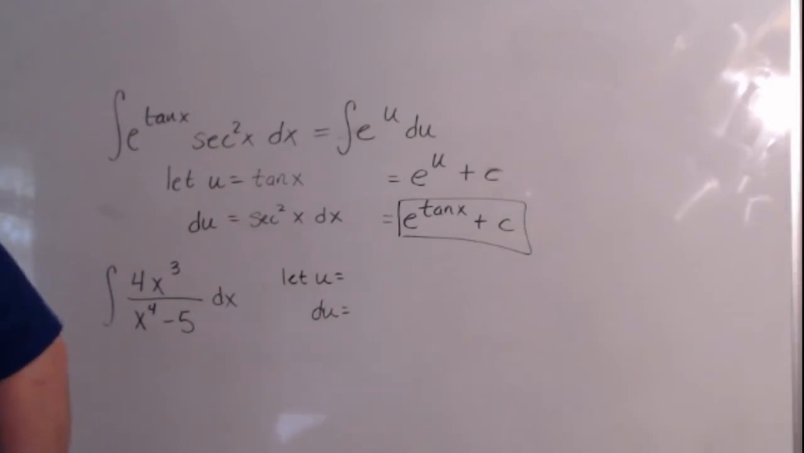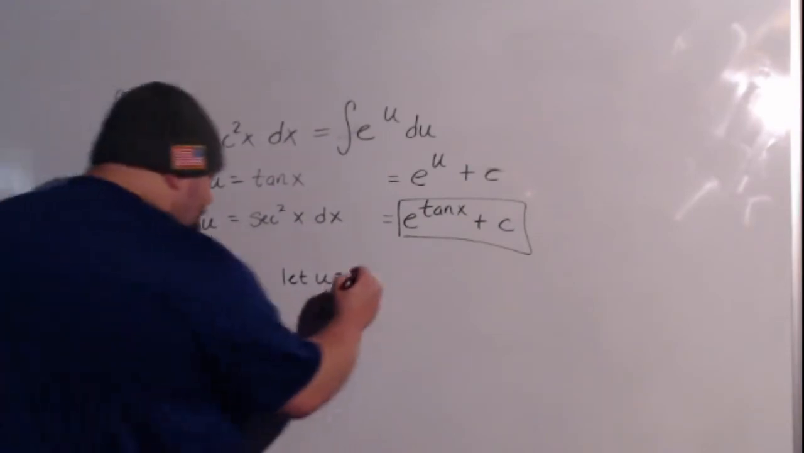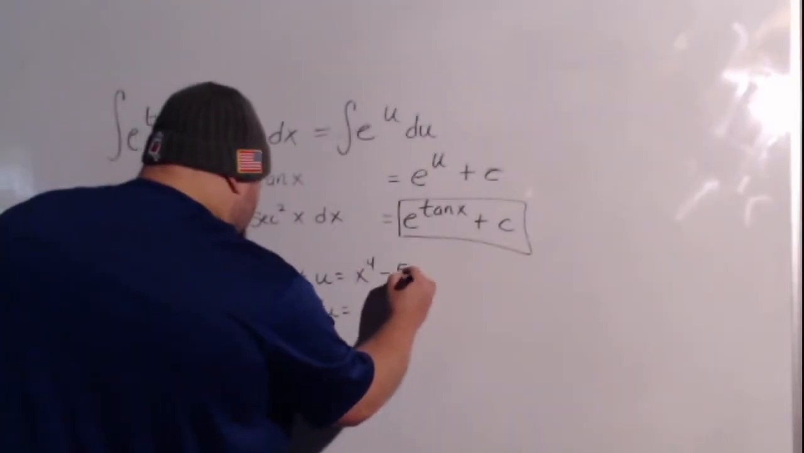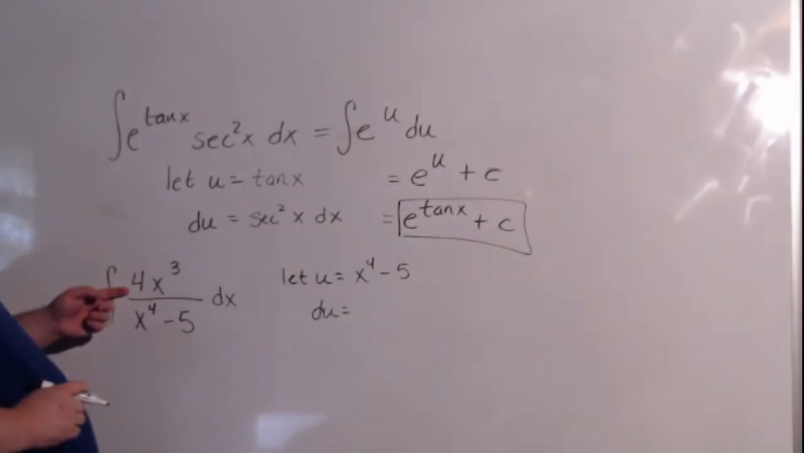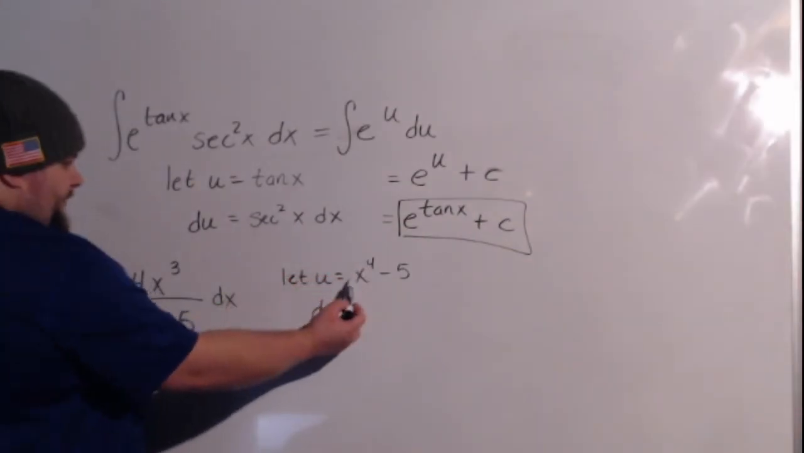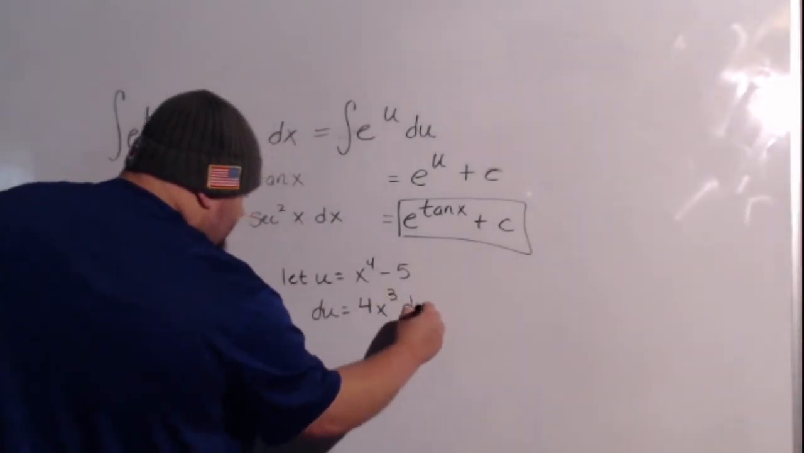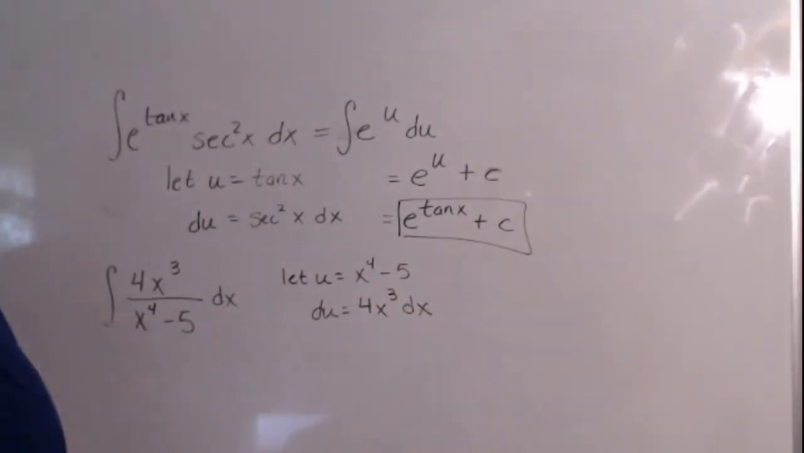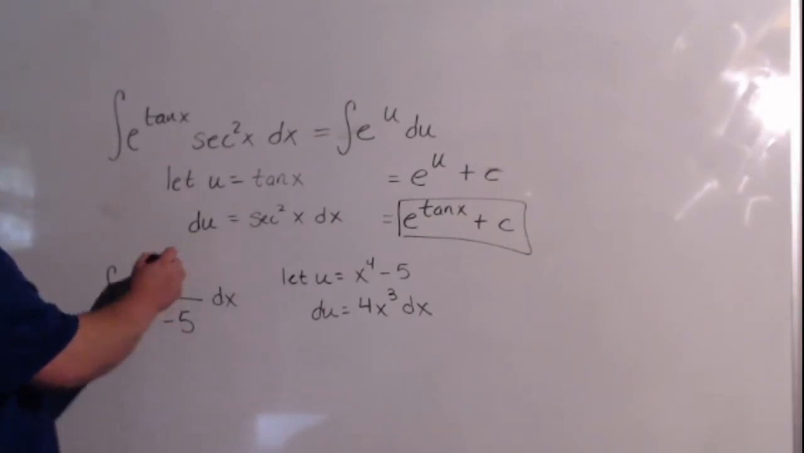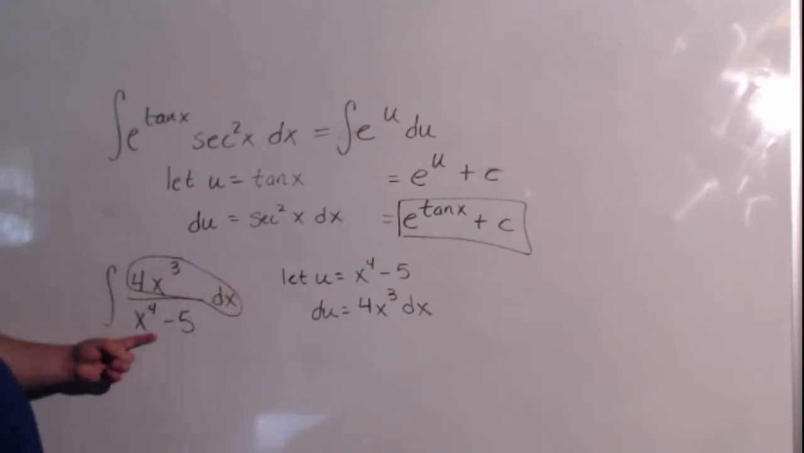All right, so yes, I would let the denominator equal u because the top is the derivative, correct? So let u equal x to the fourth minus 5, and so then du, its derivative, right, is 4x cubed. And of course times dx. So all of this is du, and that is u.